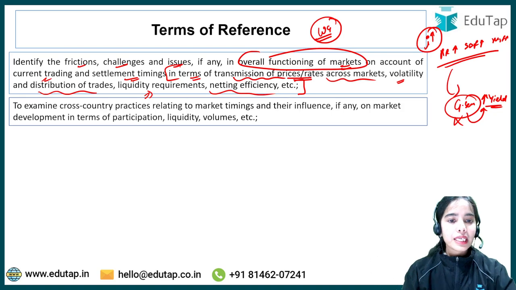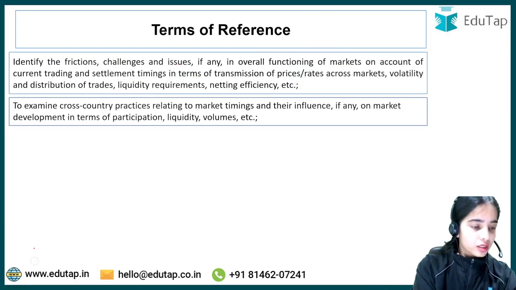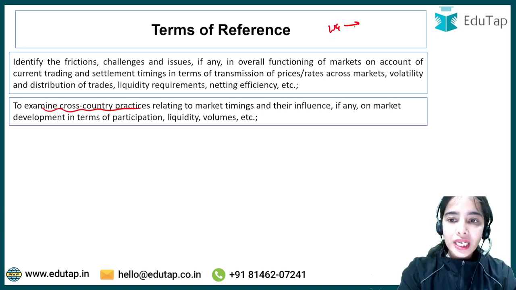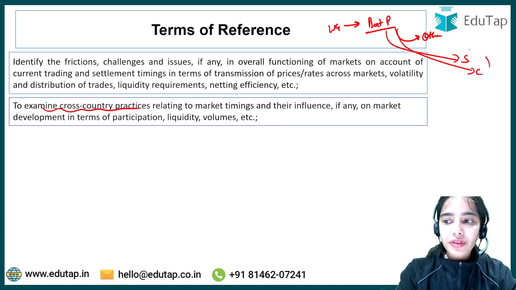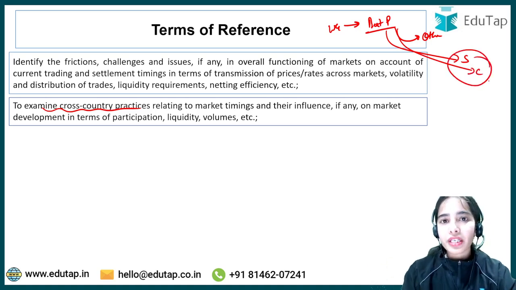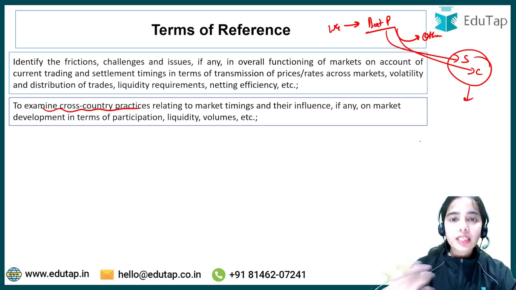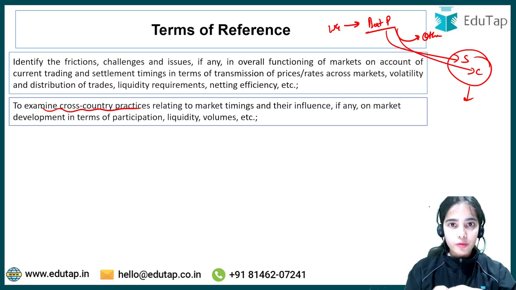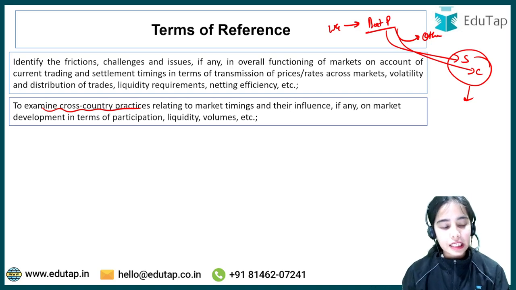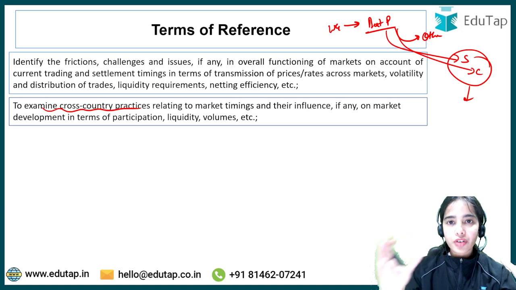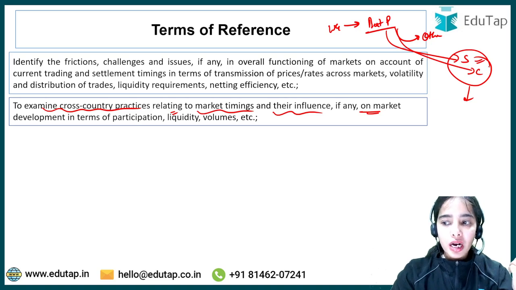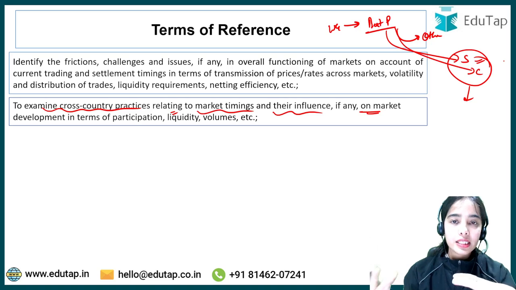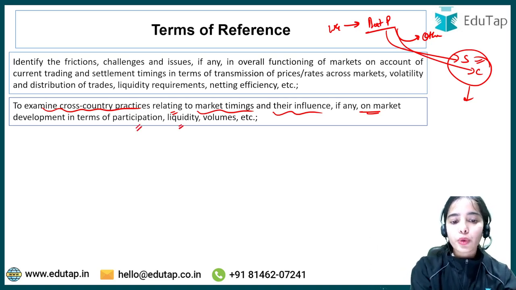Okay, now coming to the next point, the working group should examine the cross-country practices. So the working group should examine the best practices that are being adopted in other countries, whether they are following synchronized and complementary timings, and if they are following them in the markets, how much better their markets are working. Okay, how fast their volumes of trade are increasing and such. So the working group has to examine the cross-country practices relating to market timings and their influence on market development, that if the market timings are more synchronized and more complementary, how it has developed the market in terms of participation, liquidity and the volumes of trade.